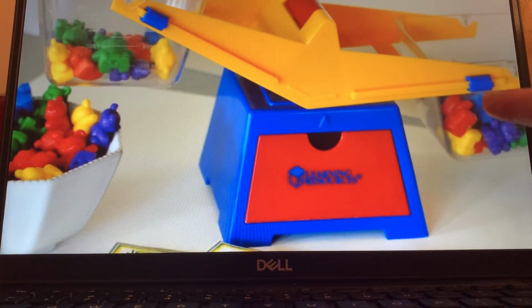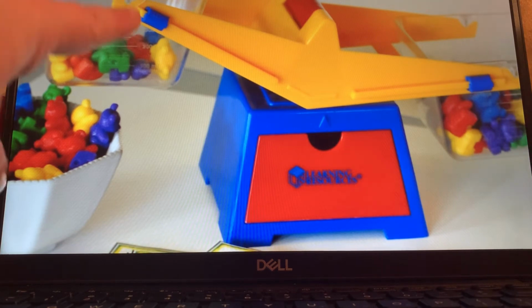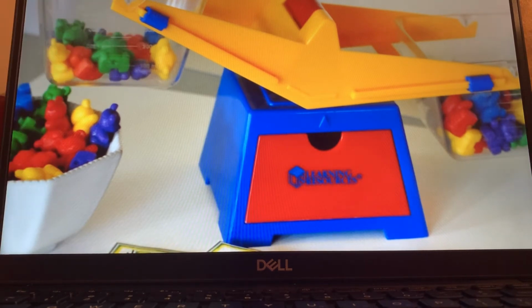We can see that this bucket is lower and this bucket is higher. We don't even have to count the counting bears and see how many that we have. We're not looking at how many more or how many less. We are looking to see which ones are heavier. So this bucket, because it is lower, it is the heavier side. So this side is heavier than this side. That is what the balance scale tells us. When the bucket is lower, the items are heavier.